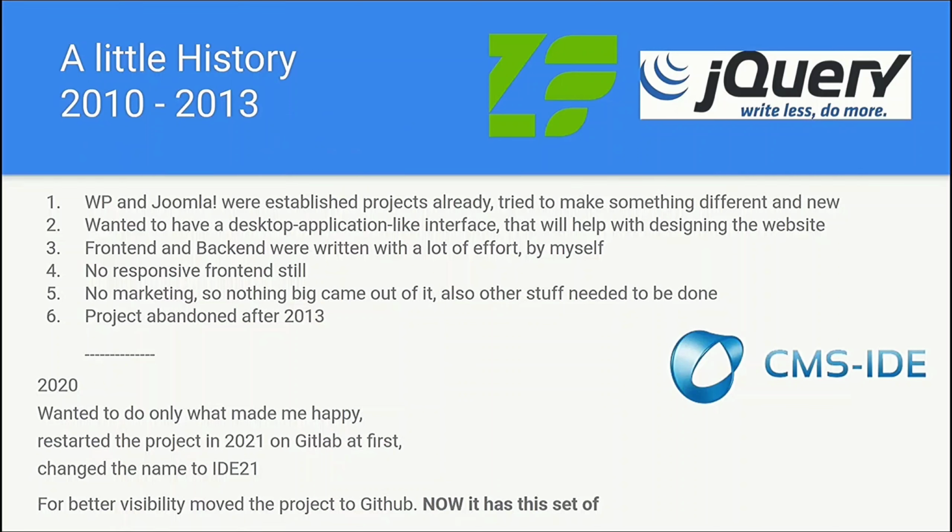This slide shows you a little history from 2010 till 2013. As you can see, and I already have said something about it, WordPress, Joomla, Drupal were already established projects, and I tried to make something new and something different from it. So I came up with the idea to be able, in the administration area, to edit everything that you need to do on the website. Also, I wanted to have a desktop-like application, and that is what we are going to see right now.